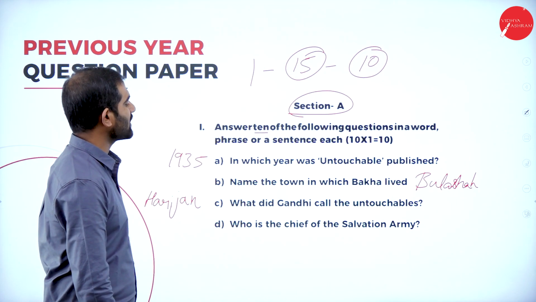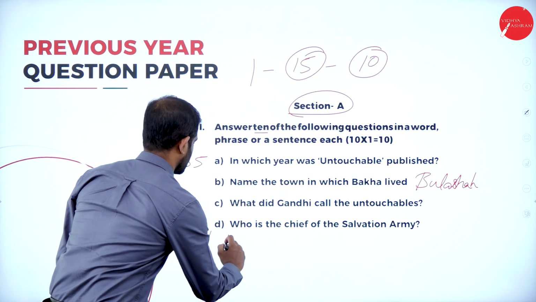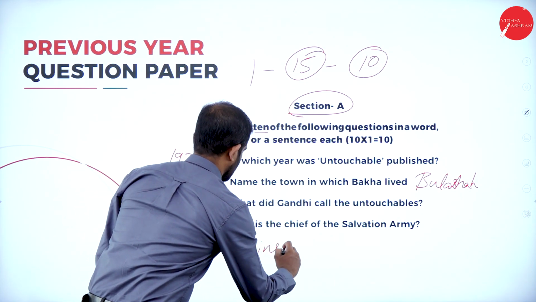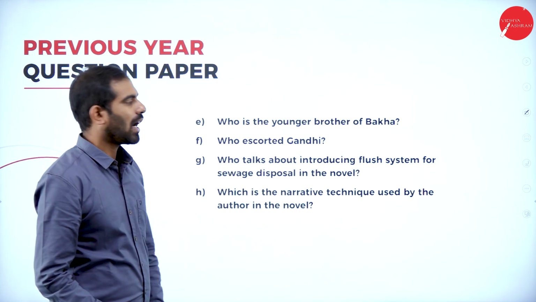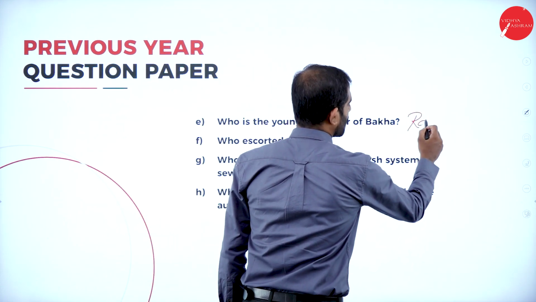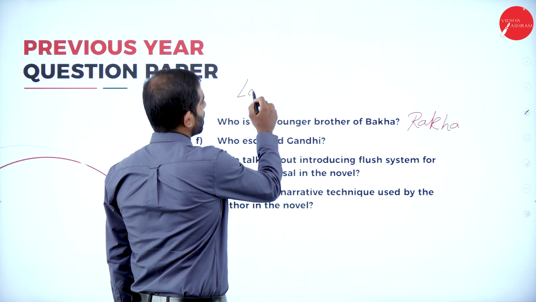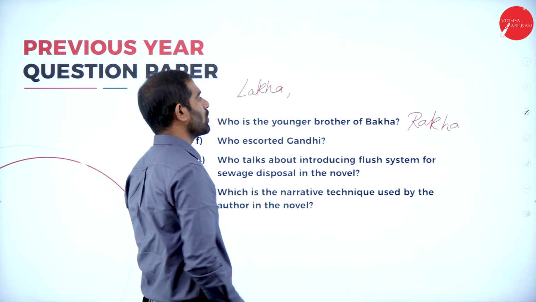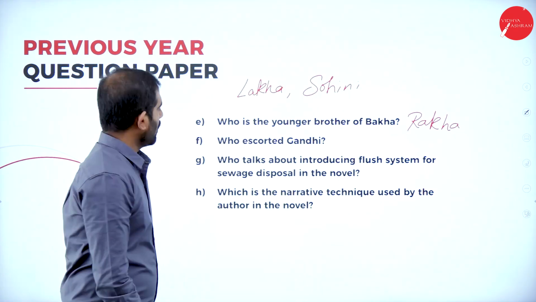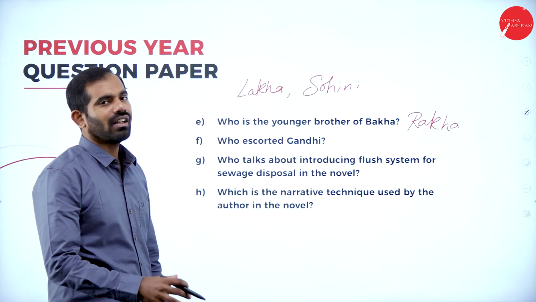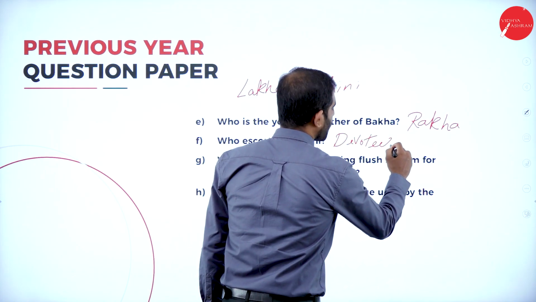Who is the chief of the Salvation Army? It is Colonel Hutchinson. Who is the younger brother of Bakha? It is Rakha. And they may ask you, who is the father of Bakha? It is Lakha. They may ask you even who is the sister of Bakha? It is Sohini. Who escorted Gandhi? Here it is devotees or their followers, right?